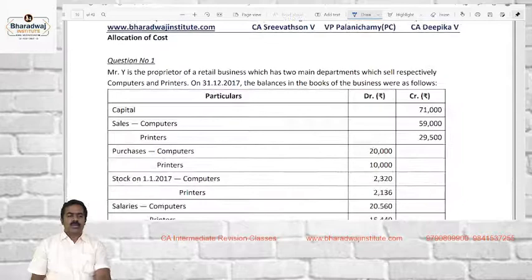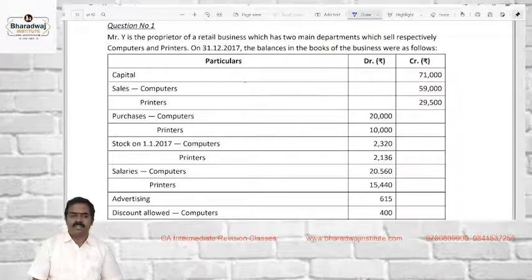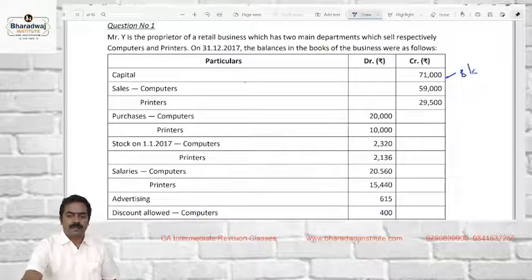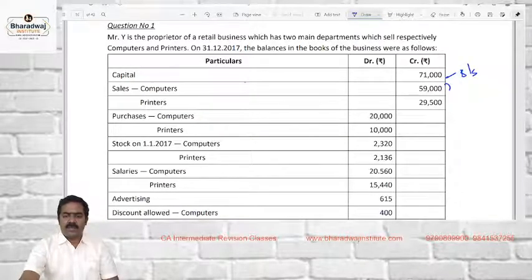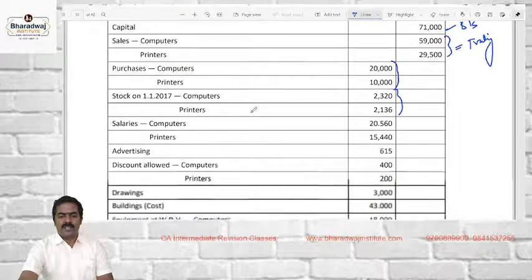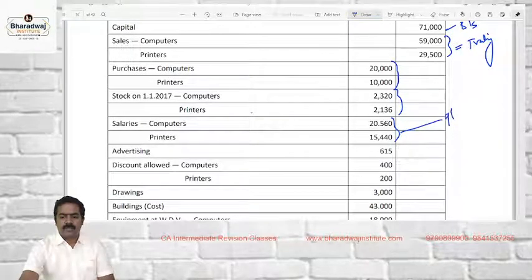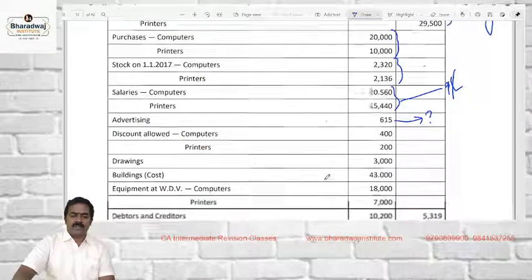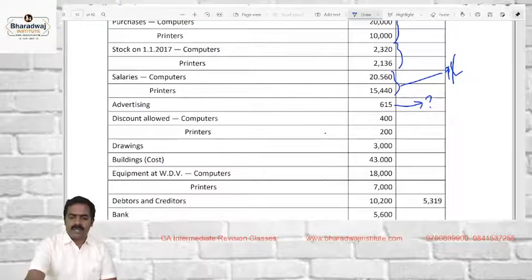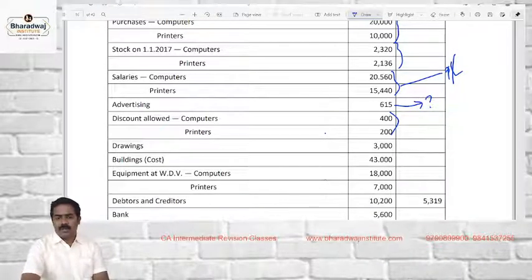Okay. Go to question number 1, which deals with the majority of cases in allocation of cost. Capital, which item? Balance sheet item. Sale of computers will come in which account? Trading account. Purchase also trading account. Stock also trading account. Then salary is already apportioned and given, but it will come in which account? P&L account, directly you can charge. Then advertising, we have to apportion. Discount allowed is given for computers and printers; this we have to apportion.